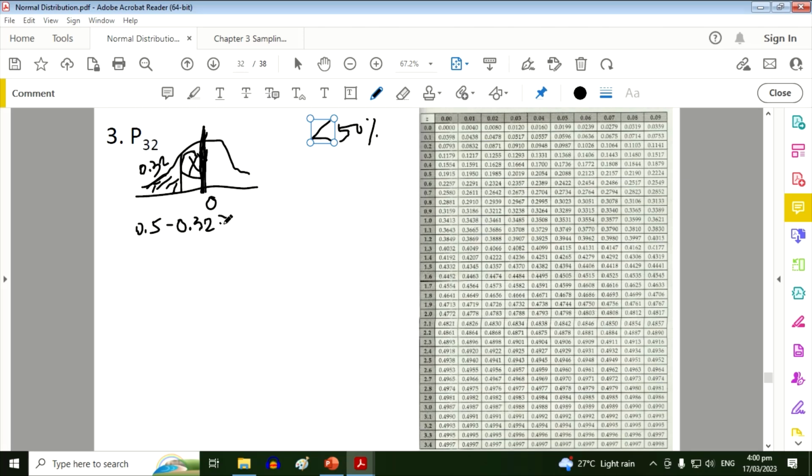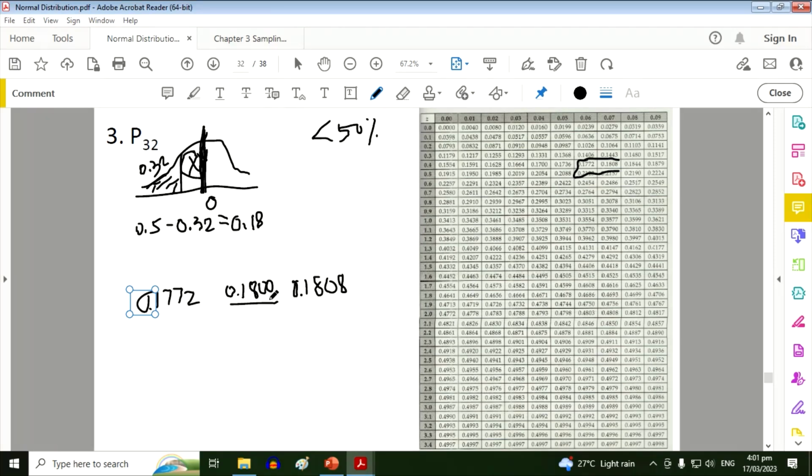0.32, which is 0.18. So we'll focus now on 0.18. Okay, 0.18. So where is 0.18? It's between here: 0.1772 and 0.1808.